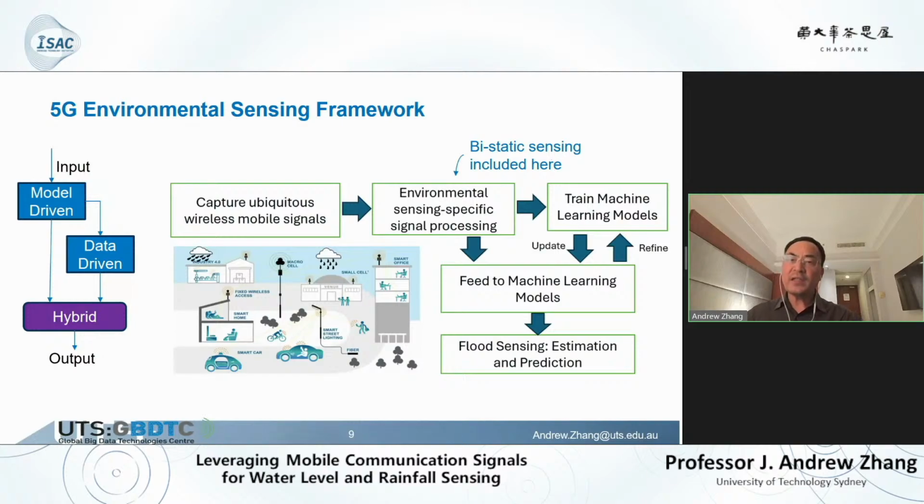And once we have extracted the feature signals, then we can apply machine learning techniques to realize either regression or classification, right? Then we can output the sensing results. So this is a general processing flow.